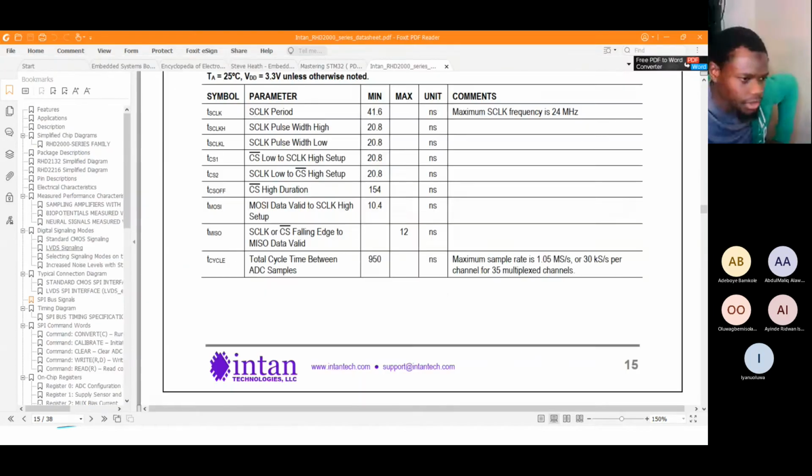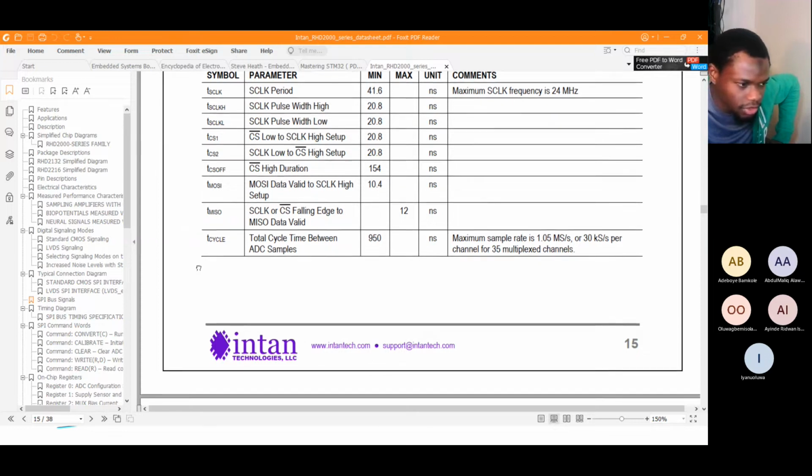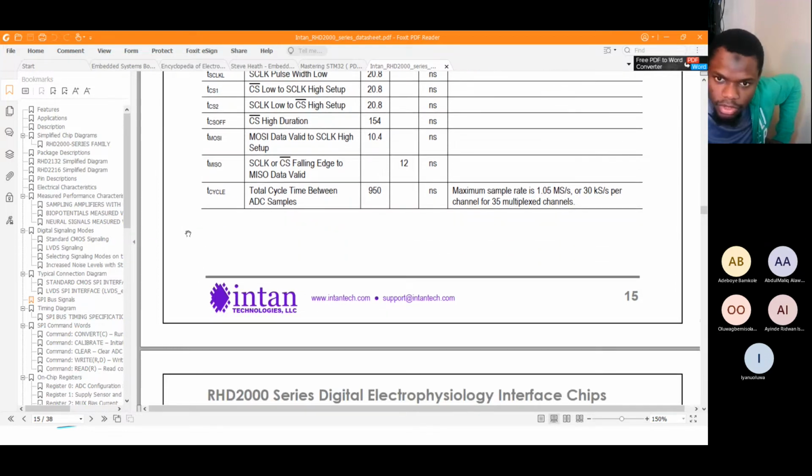Oh, okay. Can you see my screen? I believe you can still see my screen and you can see what I'm displaying. I'm assuming you can see my screen.